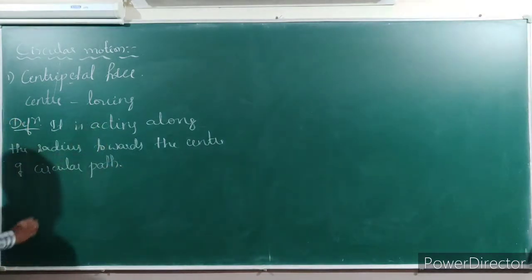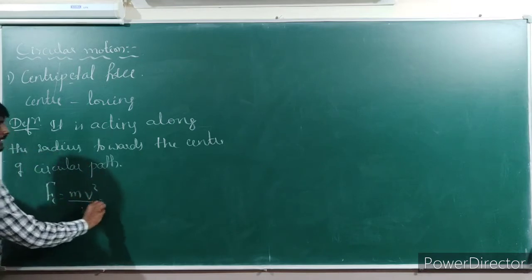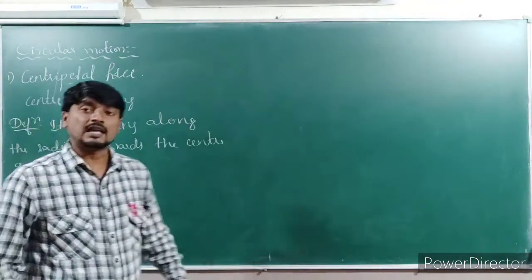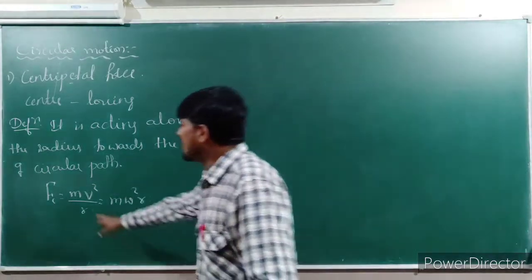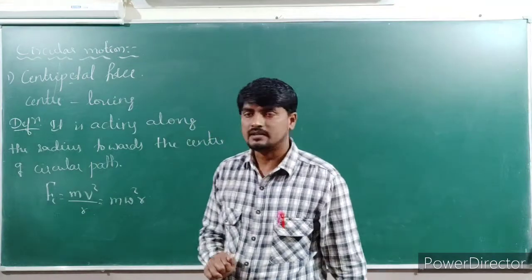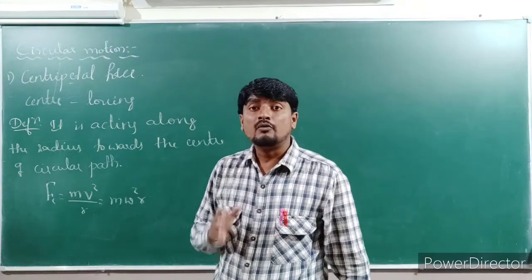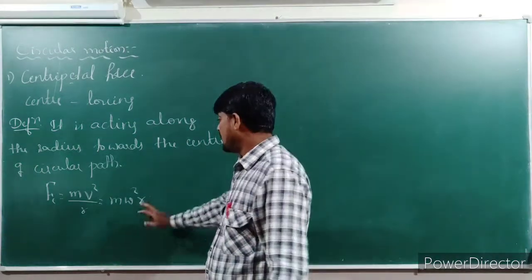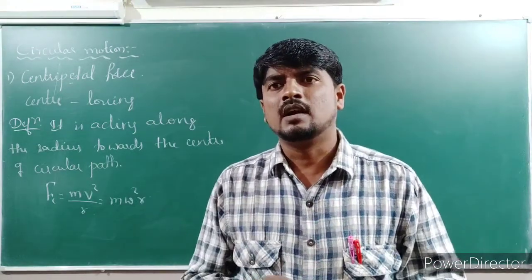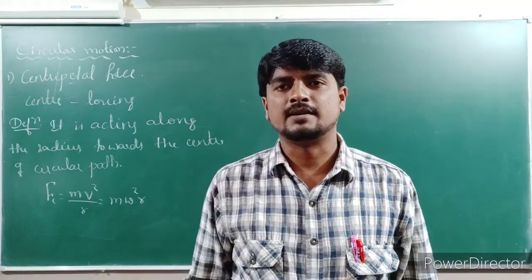It is given by Fc is equal to mv square by r, also written as Fc is equal to m omega square r. This we already studied in the previous chapter, where m is the mass of the object, v is the velocity of the object, and r is the radius of the circular path. Or m is the mass, omega is the angular velocity or angular frequency, and r is the radius. Though it is not in this topic, there is an important reason why I am discussing it in circular motion.